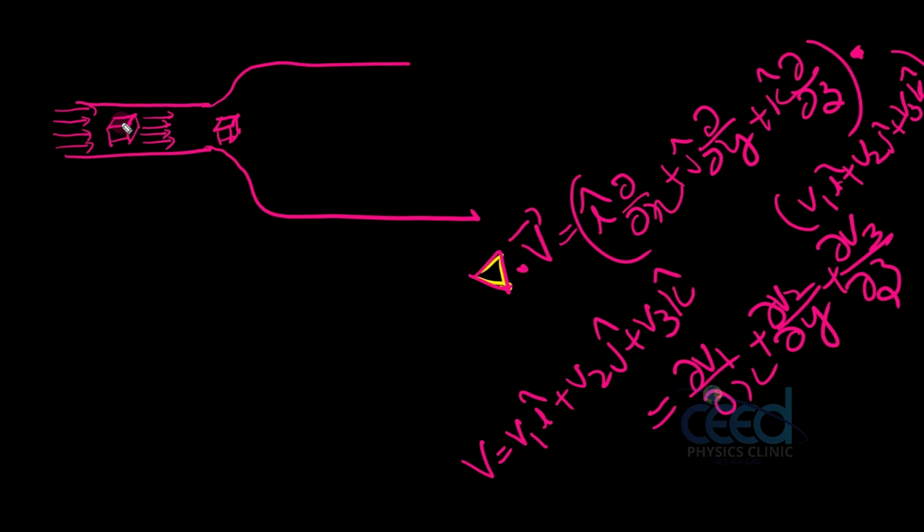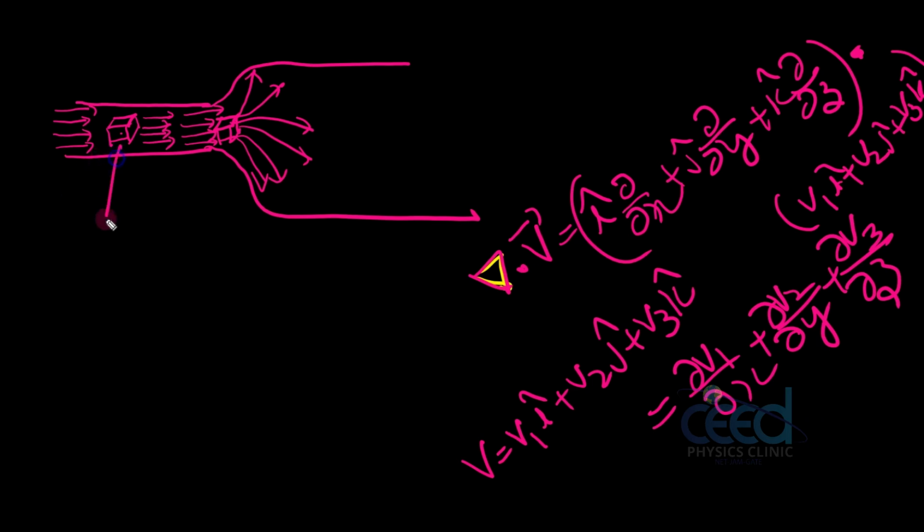But here you can see if it comes like this and leaving happens like this, then the flow entering is not equal to the flow leaving, because here the cross section is high. So in the situation where entering is equal to leaving, there is no divergence.